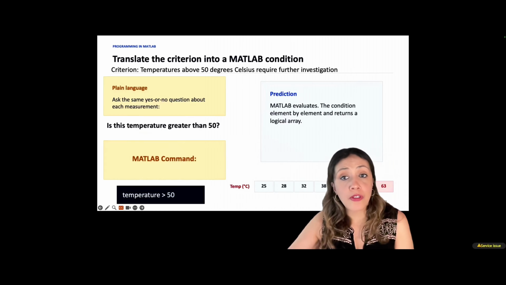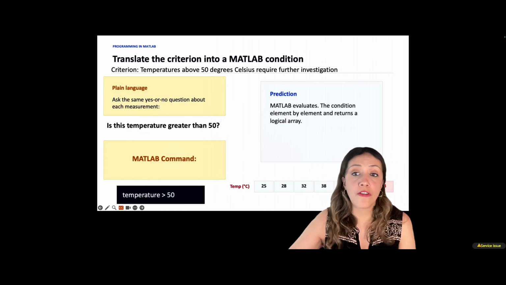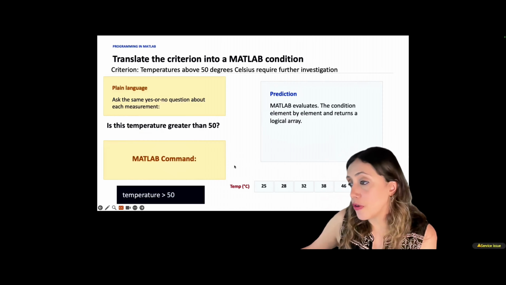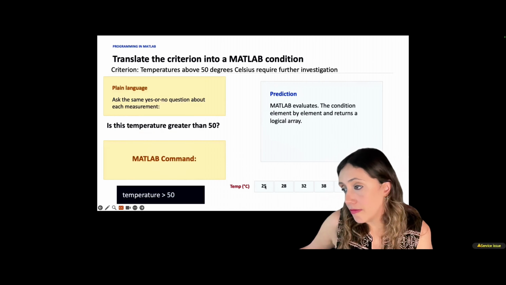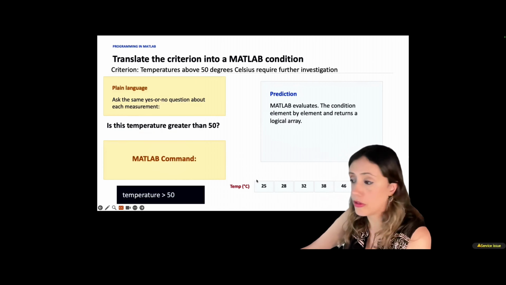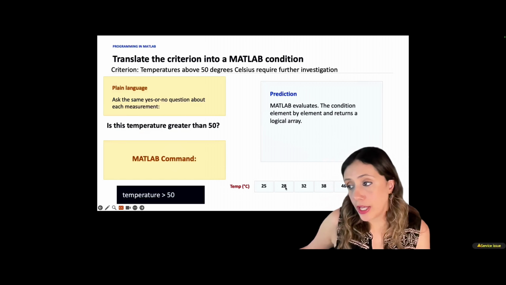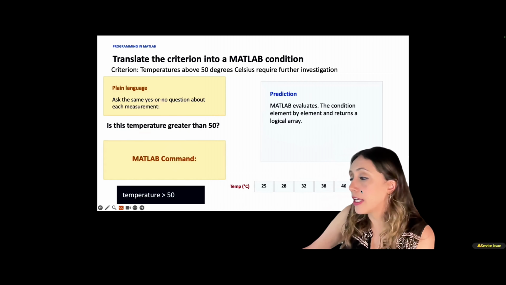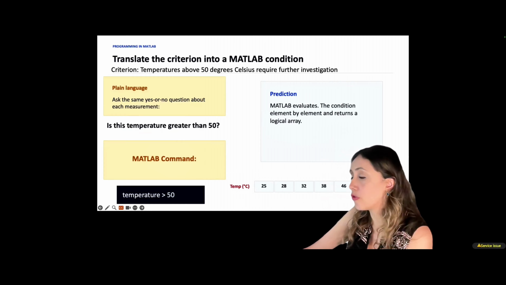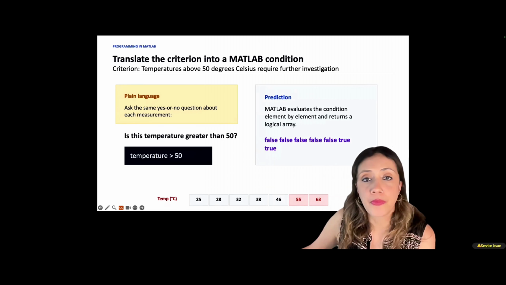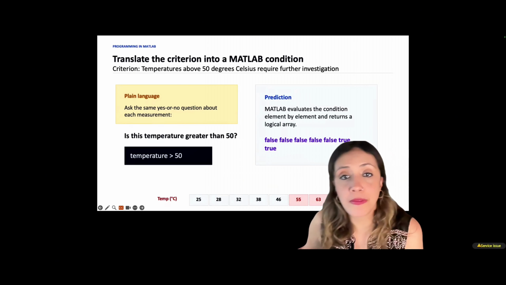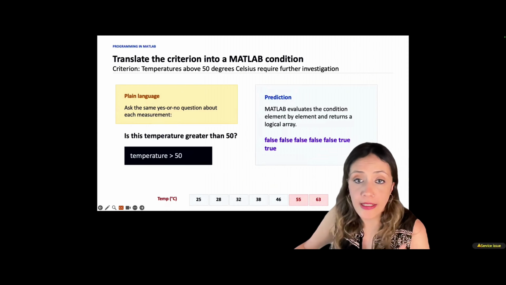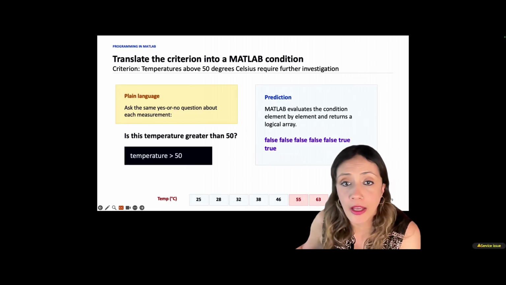In MATLAB, these results are represented as logical values, false or true. So is this temperature greater than 50? No, so it's false. Is 28 greater than 50? No, false. And then when it finally reaches here, it becomes true and true. And here's what we expect. MATLAB compares each temperature with 50 element by element.